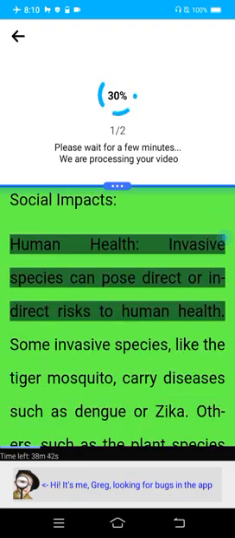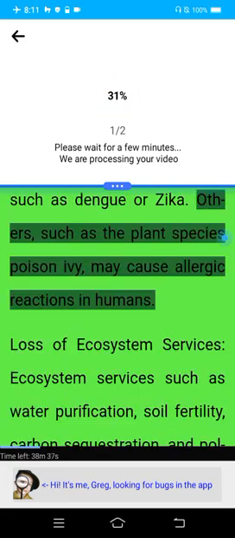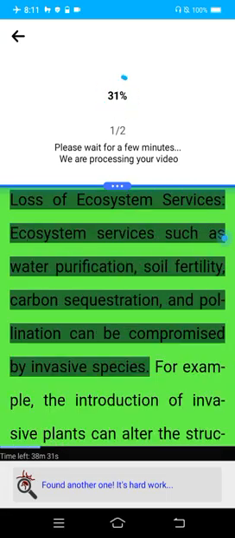Social impacts. Human health. Invasive species can pose direct or indirect risks to human health. Some invasive species, like the tiger mosquito, carry diseases such as dengue or Zika. Others, such as the plant species poison ivy, may cause allergic reactions in humans.